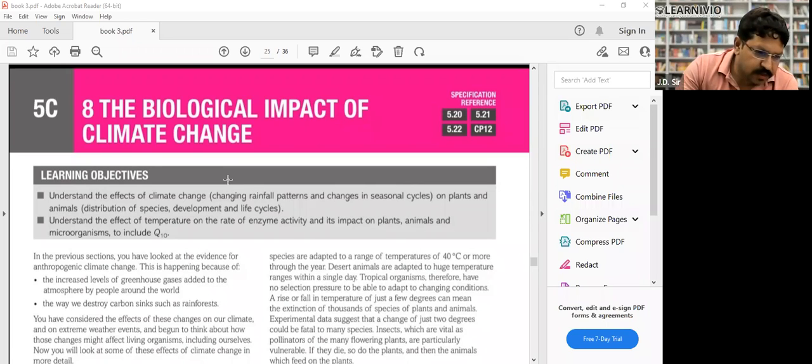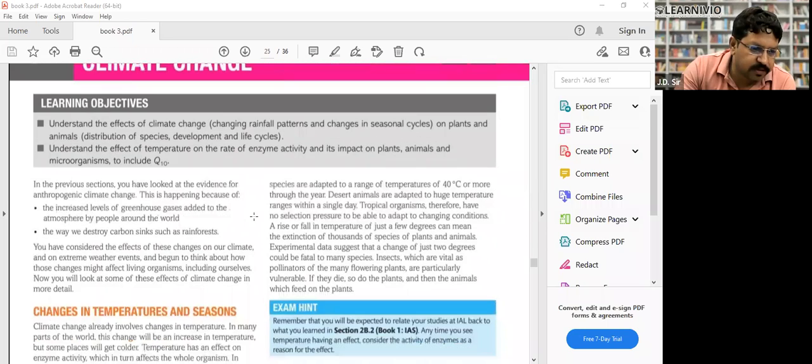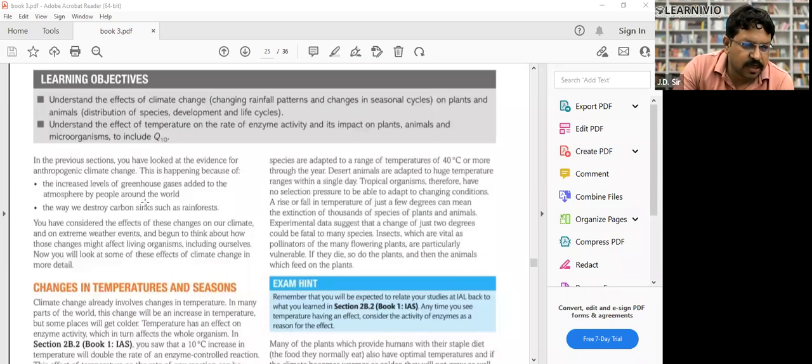In the previous section, you have looked at the evidence for anthropogenic climate change. Why is this happening? Because of the increase in the level of greenhouse gases added to the atmosphere by the people around the world. Next, the way we destroy the carbon sinks such as rainforest, right?